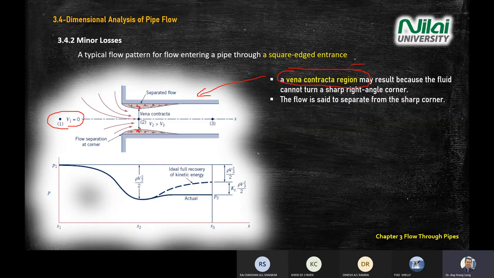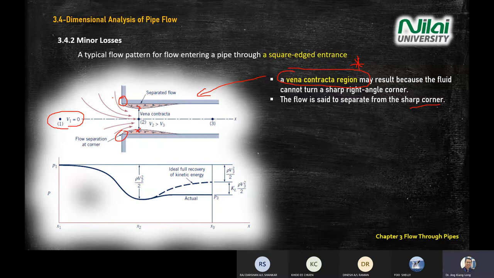This is a specific word. So if you mention vena contracta, it means you have already taken the 3279 module, meaning you already know what is vena contracta. Okay, you heard before, vena contracta. It's a neck, a region where the flow is a smooth flow, between the turbulent flow regions. Vena contracta usually happens at a sharp corner, okay?